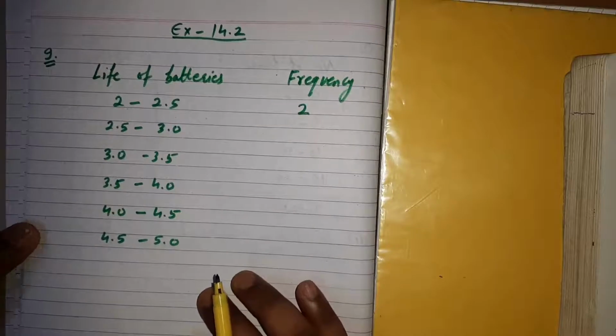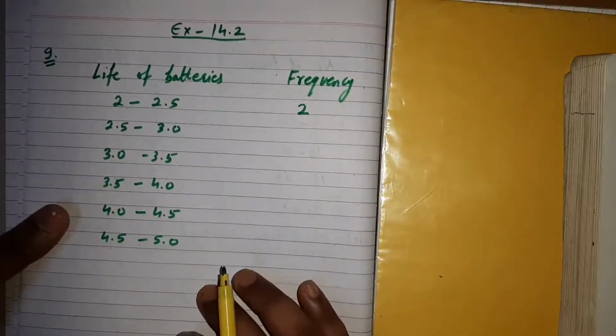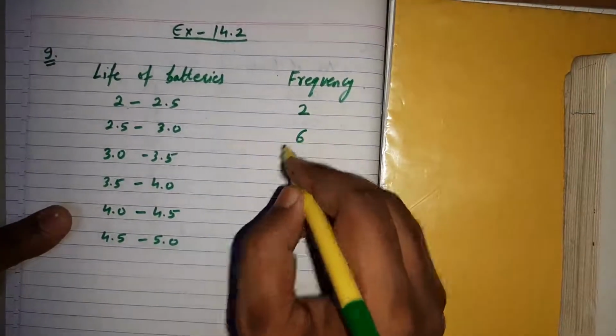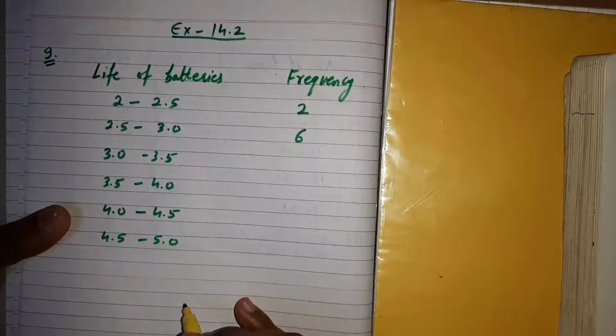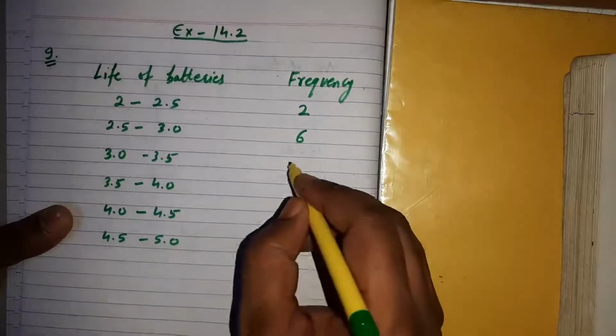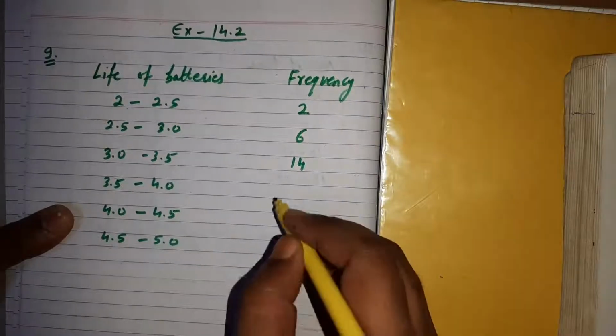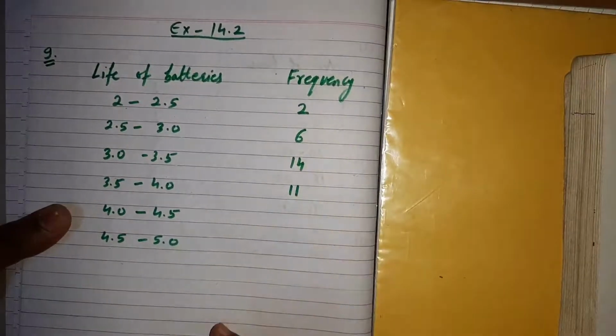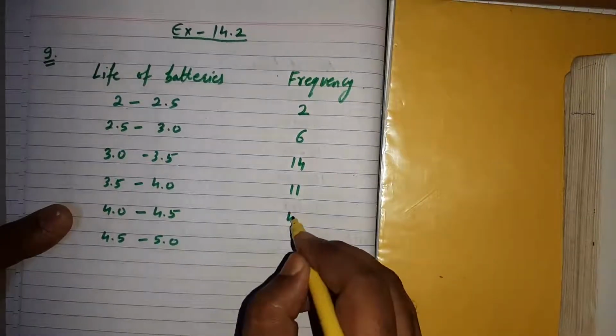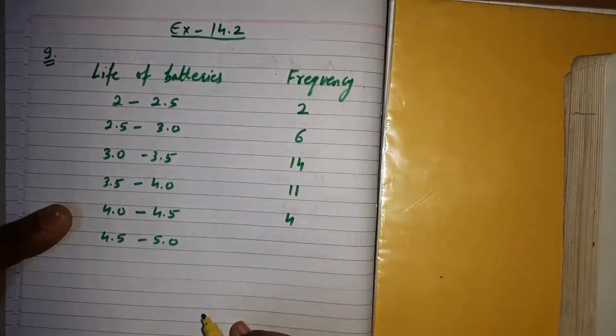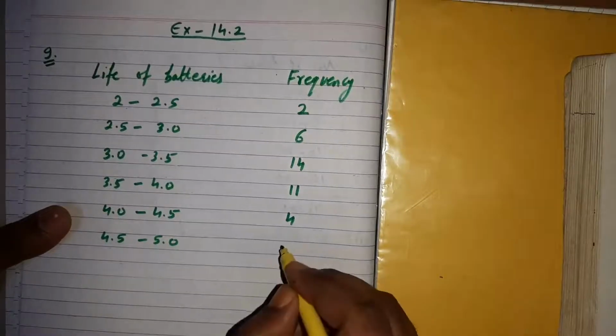The frequency of the next class interval will be 6. The frequency of the class interval 3 to 3.5 will be 14. The frequency of the class interval 3.5 to 4 will be 11. The frequency of the class interval 4 to 4.5 will be 4, and the frequency of the last class interval will be 3.